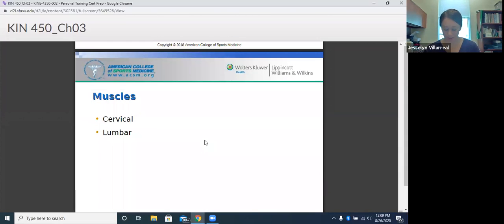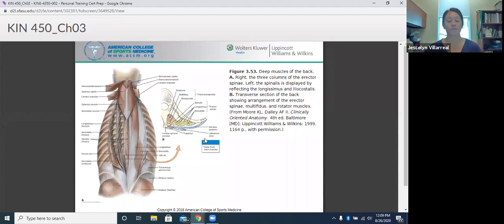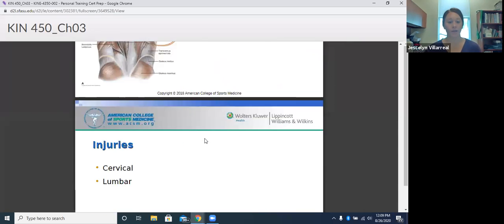Almost there. Muscles, you have cervical and lumbar. Okay, so the spine and trunk muscles exist in pairs, one on each side of the body. Anterior muscles flex the spine, posterior muscles extend it. Here are deep muscles of the back to get to know.